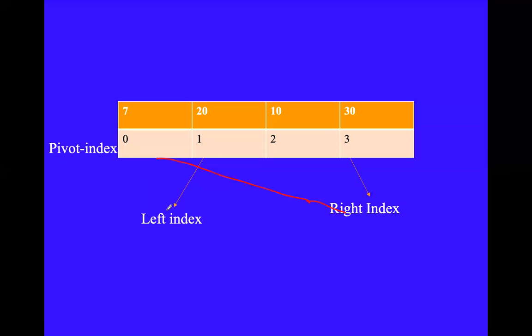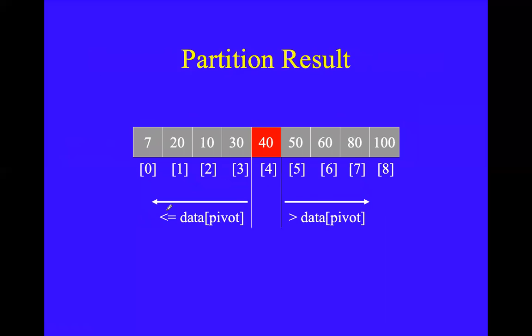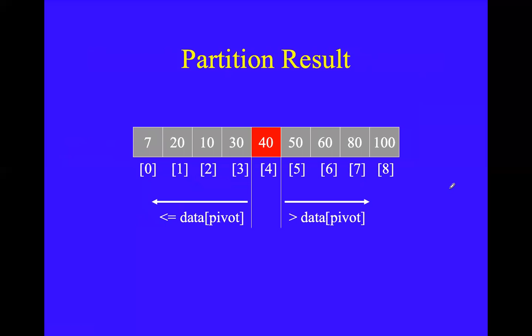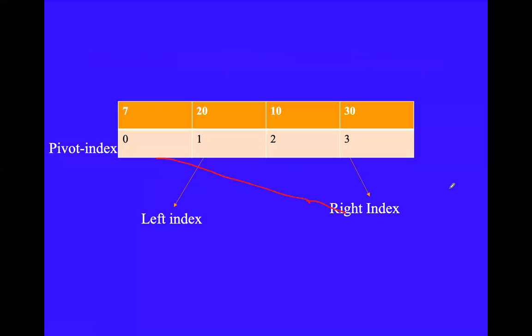According to the fourth step, let me show. If left index is less than right index, we will swap those. But else, if left index is greater than right index, swap the pivot and data of right index. So what will happen here? Here left index and pivot index are both the same, so there is no need of exchanging. Here it will be the partition.